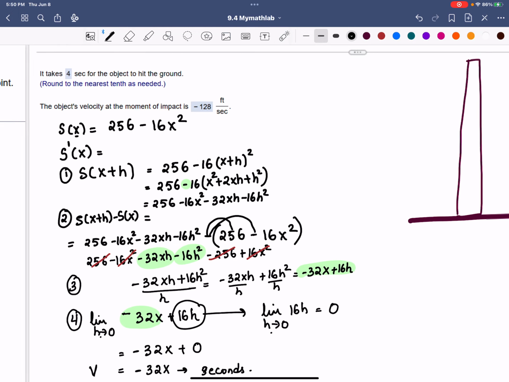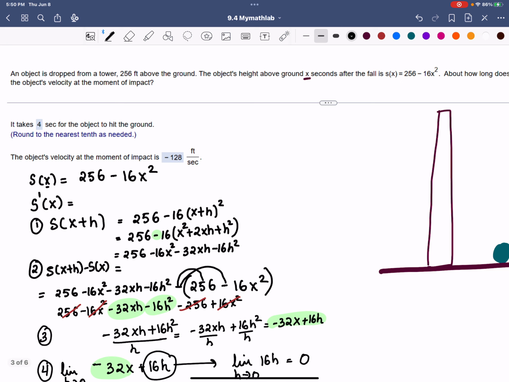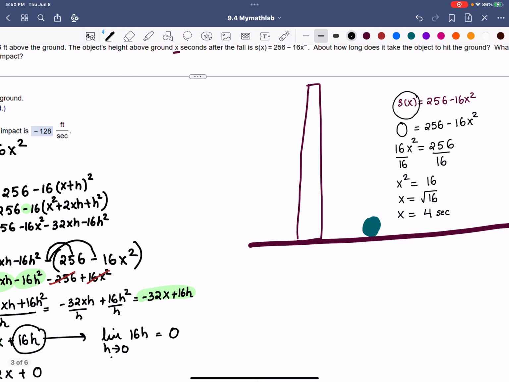But what are they asking us? They said, what is the object's velocity at the moment of impact? So what they're asking me is, what is the velocity when this touches the ground? And what's the formula for velocity? Negative 32x, where x is the time. When does it touch the ground? Remember, at 4 seconds. So negative 32 times 4, which is 128, negative 128.